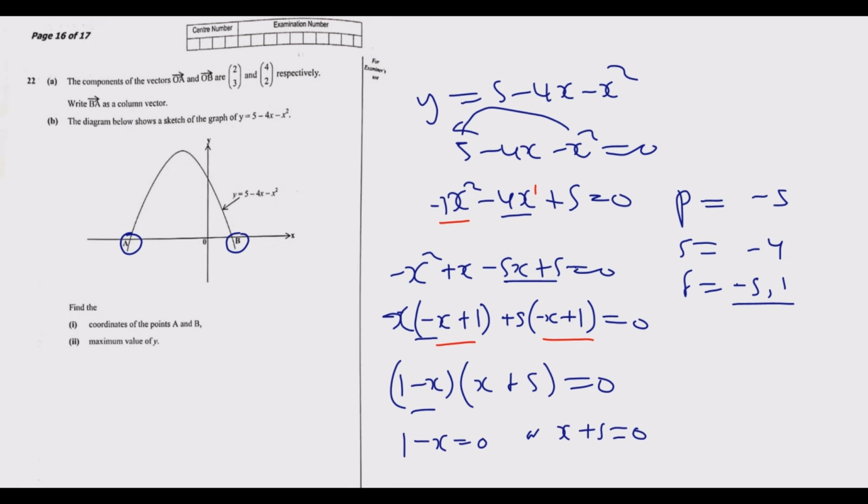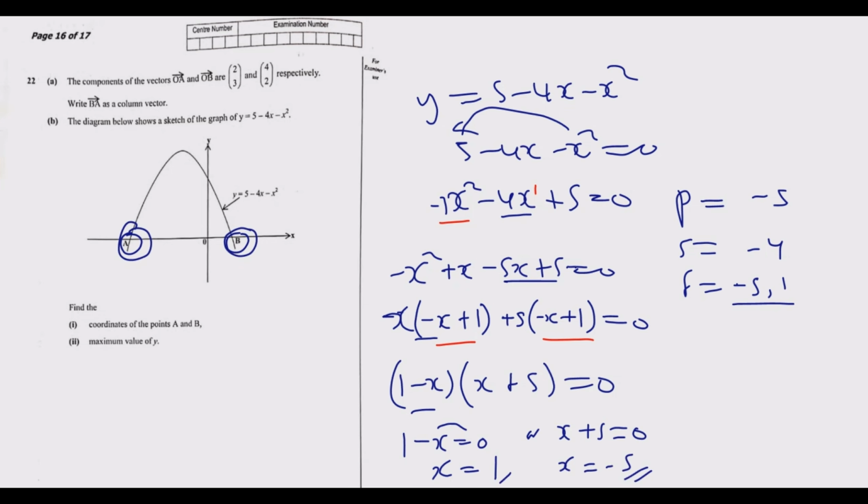Okay, because if anything is 0, 0 multiplied by anything is 0. So what this one tells us is x is equal to 1. When this one crosses the equal sign, it becomes positive. Then this one tells us x is equal to negative 5. So x is equal to negative 5 is here, then x is equal to 1 is that one.